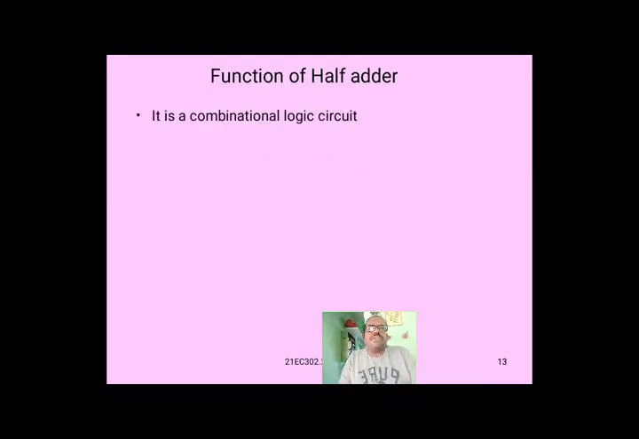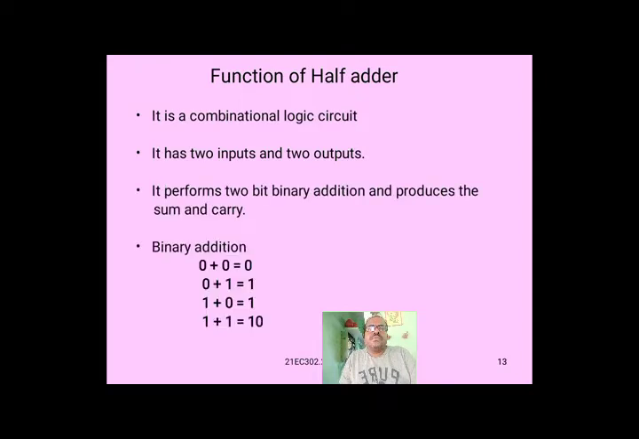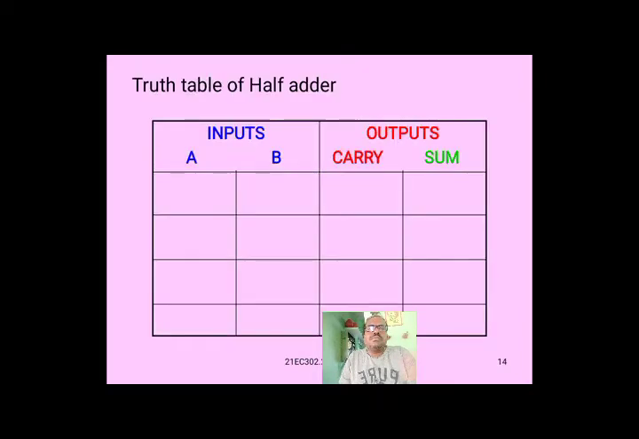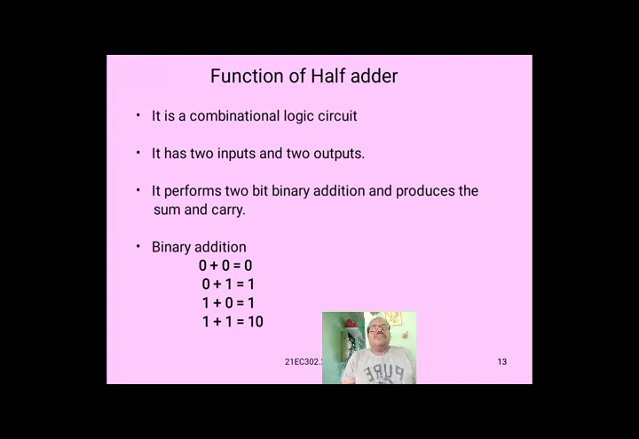Now function of half adder. We already know that half adder is a combinational logic circuit. It has two inputs and two outputs. It performs 2-bit binary addition and produces the output sum and carry. Binary addition means 0 plus 0 is 0, 0 plus 1 is 1, 1 plus 0 is 1, 1 plus 1 is 10.